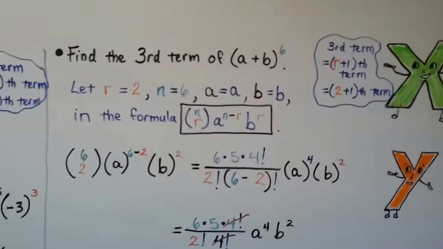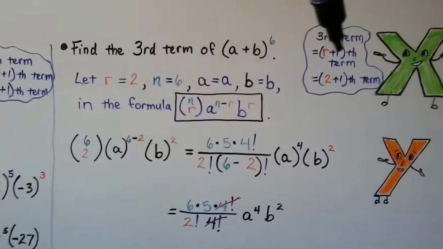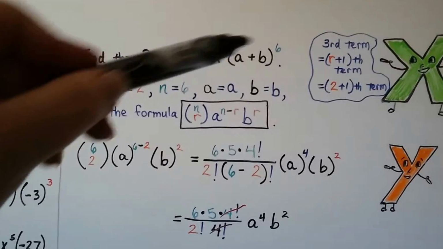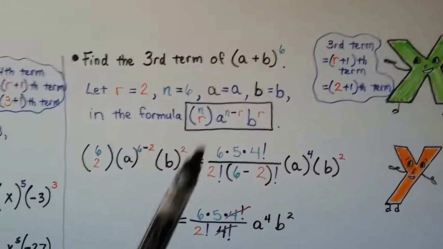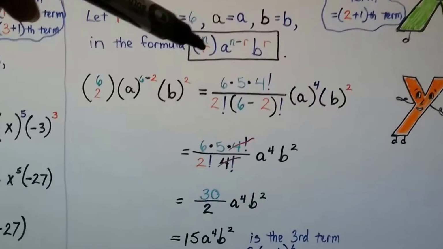Let's try another one. We're going to find the 3rd term of (a + b) to the 6th. The 3rd term is the r plus 1th term, so it's going to be 2 plus 1, isn't it? So we know r is 2. We know n is a 6. It's right there. Our a is an a. Our b is a b. That's pretty simple. It's going to be in this formula.